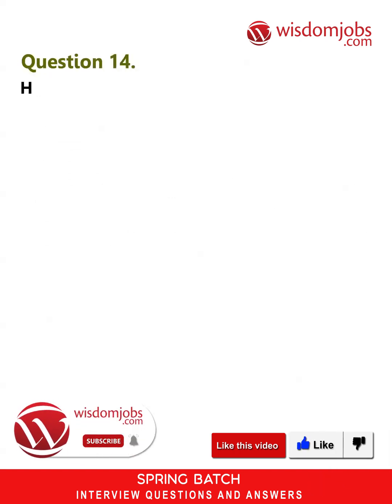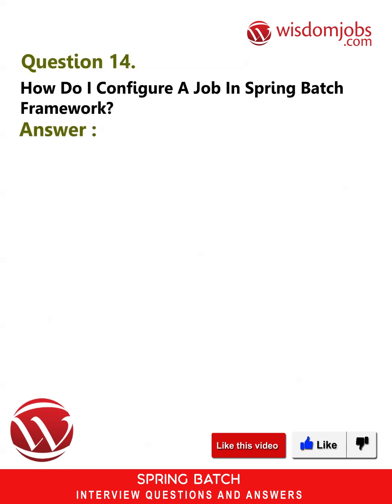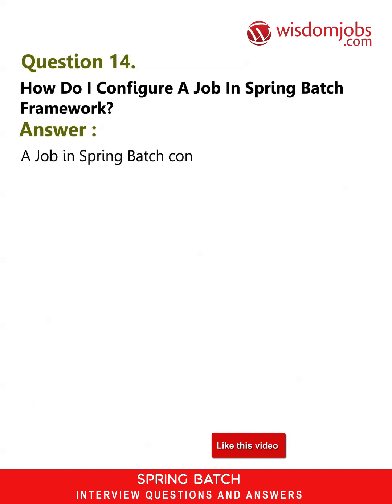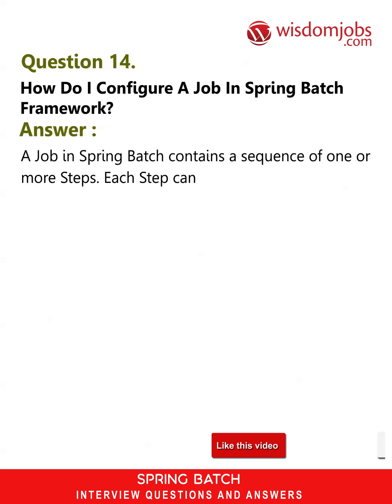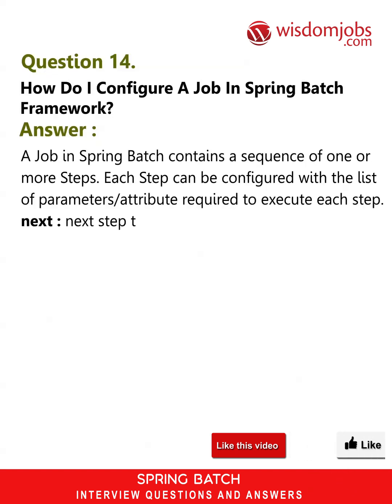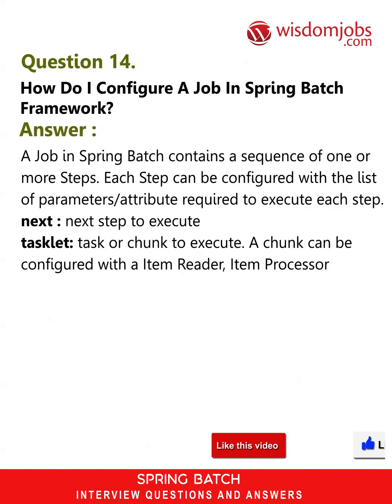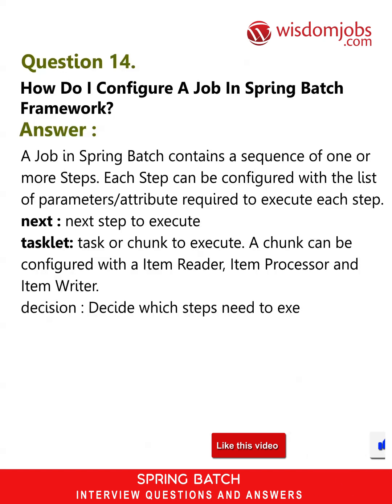Question 14. How do I configure a job in Spring Batch Framework? Answer. A job in Spring Batch contains a sequence of one or more steps. Each step can be configured with the list of parameters, attributes required to execute each step, next step to execute, tasklet, task or chunk to execute. A chunk can be configured with an item reader, item processor and item writer. Decision. Decide which steps need to be executed.